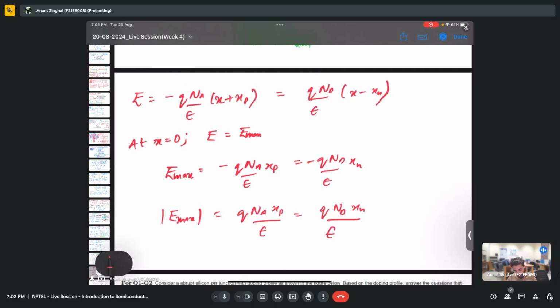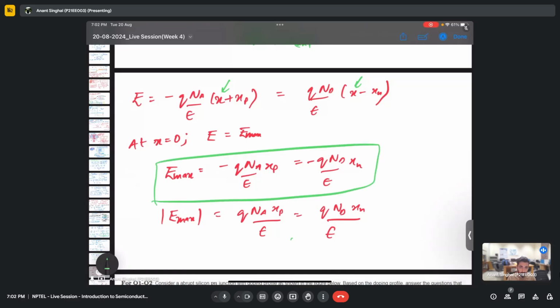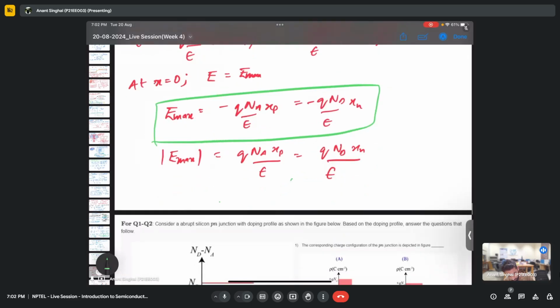I've just put x as 0 here and got the value of E max. So this is 0 and this is 0, which is why I have written this as some constant value, which gives out a very key relation. If I equate these two terms, Q and epsilon get cancelled and Na xp is always equal to Nd xn. So that means if we have, let's say, a higher Na and a lower Nd, what it implies is xp is smaller than xn.